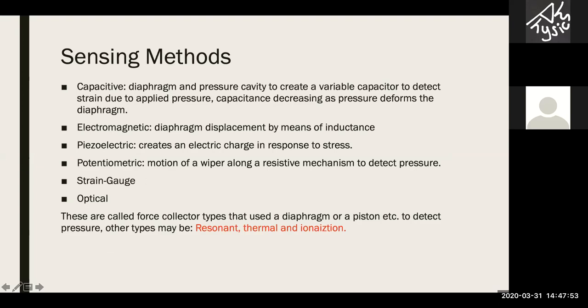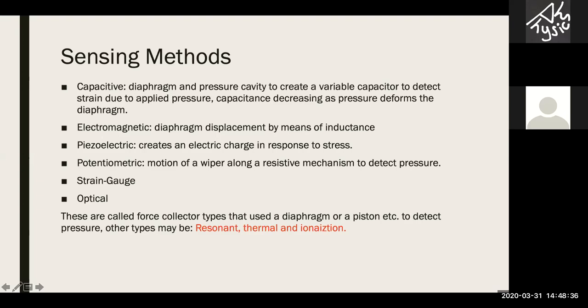Moving to the sensing methods, we have many sensing methods. We have some which are known to be force collector types, which use a diaphragm or a piston to detect the pressure, such as the capacitive ones. Capacitive, there is a diaphragm inside the pressure sensor, and there is a cavity in there, which as a result gives us a capacitor. This capacitance is going to change with respect to the pressure that deforms that diaphragm. And in that case, this change of the diaphragm will also give us the pressure value.